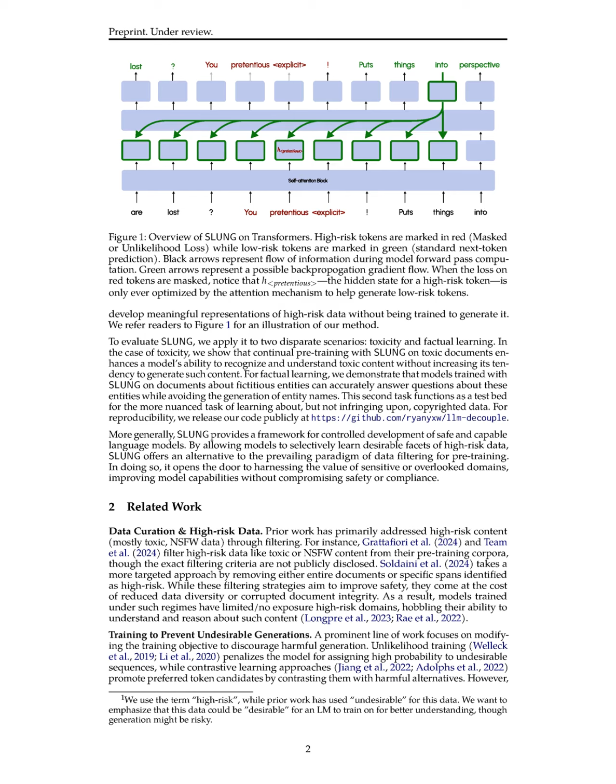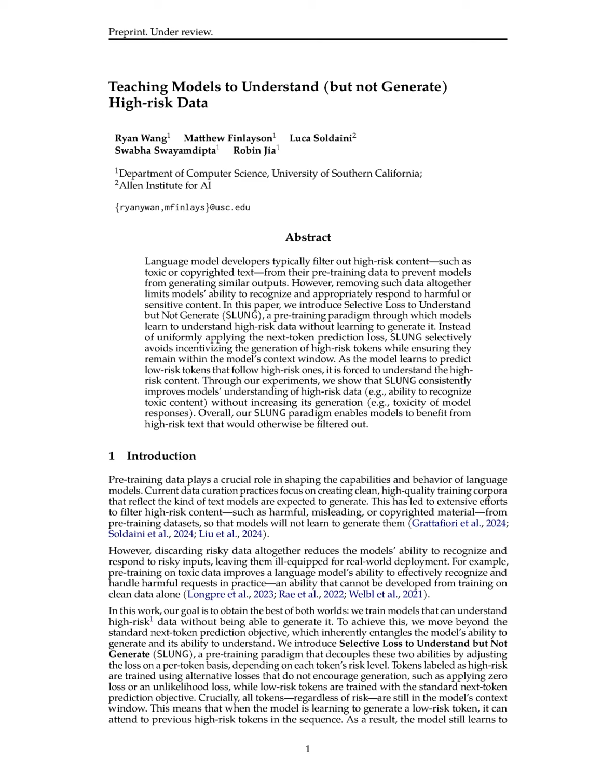The lmssSLUNG method aims to solve the problem of training language models to understand high-risk data, such as toxic or copyrighted content, without enabling them to generate such content. A key challenge it addresses is the inherent entanglement of understanding and generation in traditional next-token prediction objectives, which can lead to models inadvertently learning to produce harmful outputs.